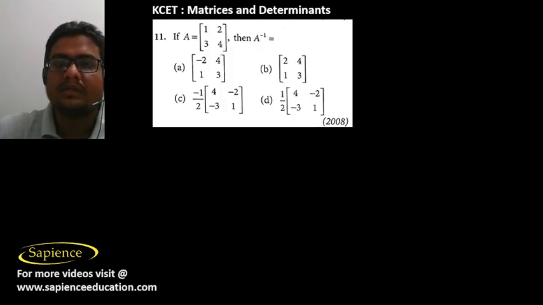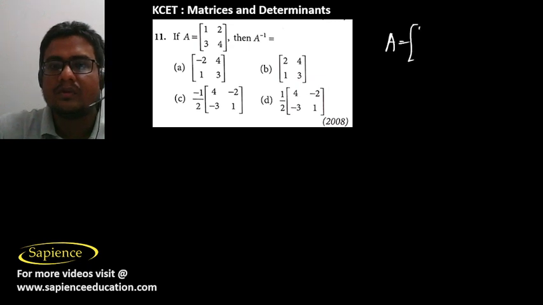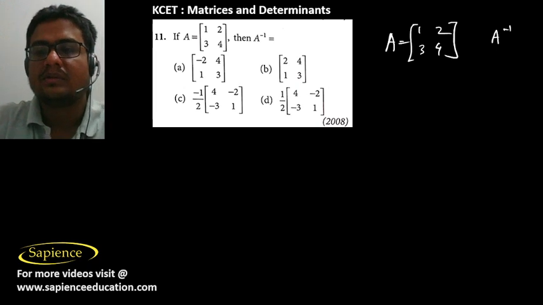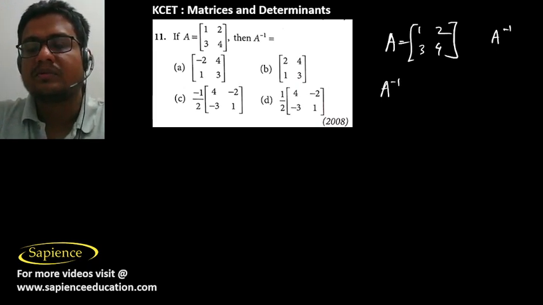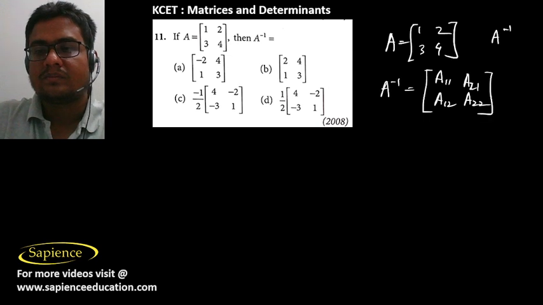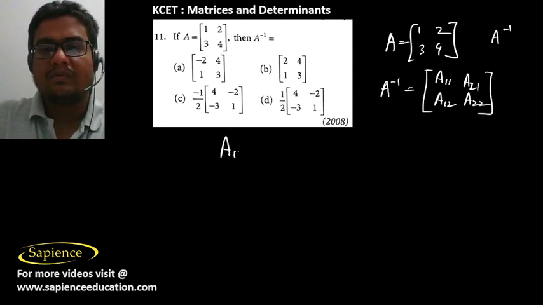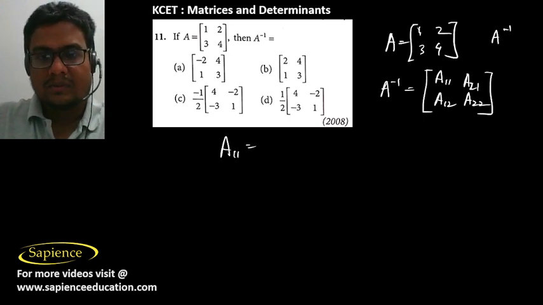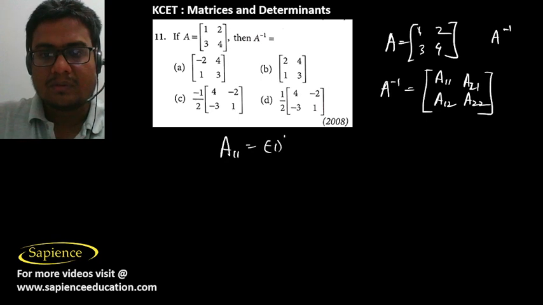And then it is told if the matrix A is equal to 1, 2, 3, 4, then find the inverse of this matrix A. So inverse of the matrix A is equal to the transpose of the cofactor matrix, which is equal to A11, A12, A13, A21, A22. So here A11 is the cofactor of the element 1. So that will be minus 1 whole power 1 plus 1 into M11.